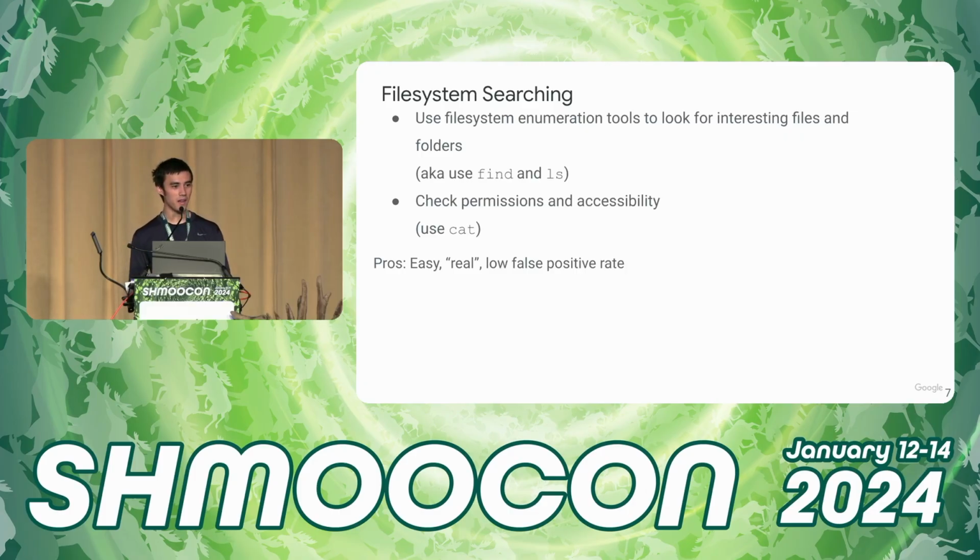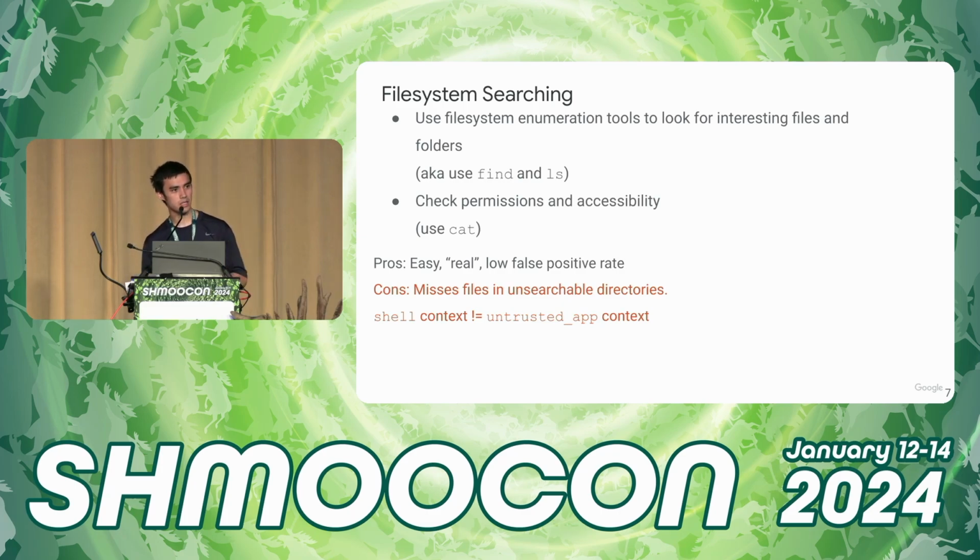If I can see the file and I can access the file, then it's a file, and it's potentially an interesting attack surface. There are some cons, though. It misses files in unsearchable directories. We'll talk about that a little bit later in like a slide or two. And also, it can be a little bit difficult because you have to be cognizant about what SE Linux context you're accessing the file from. There are occasionally files that can be accessible from some like debugging contexts, but then not actually from an untrusted app or vice versa. And that matters particularly when you're trying to find interesting attack surfaces.